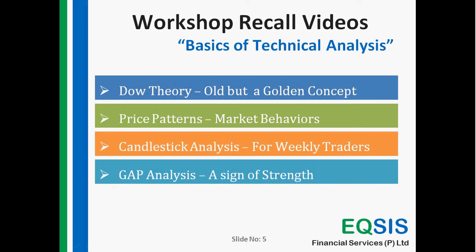And we have gap analysis, which is a sign of strength. Candlesticks, price patterns and Dow theory give you some idea whether the price will go up or down. Gap analysis says where exactly you're located. The price is moving from 10 to 20 to 30 to 40. Are we nearing the maturity stage, or do we still have a long way to go? That can be answered by gap analysis.